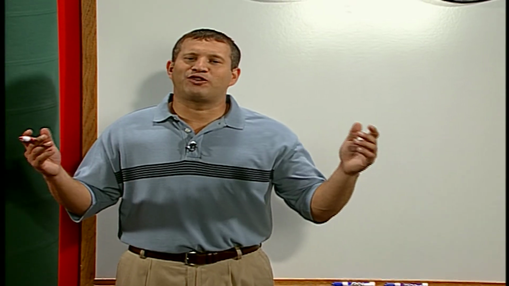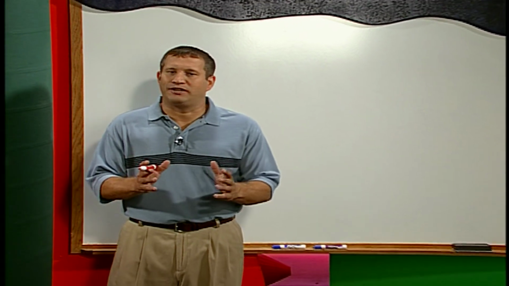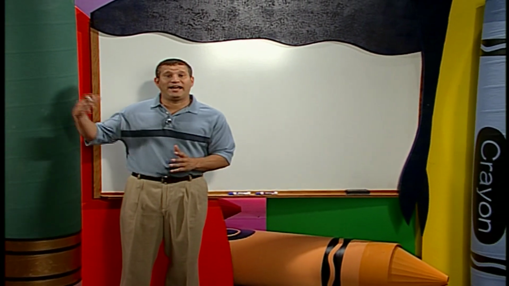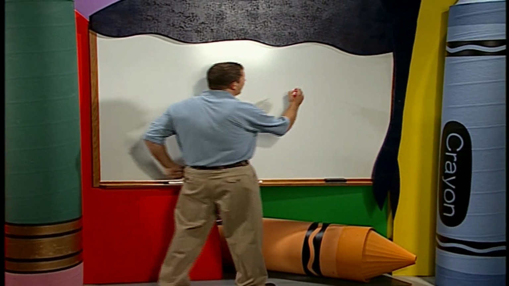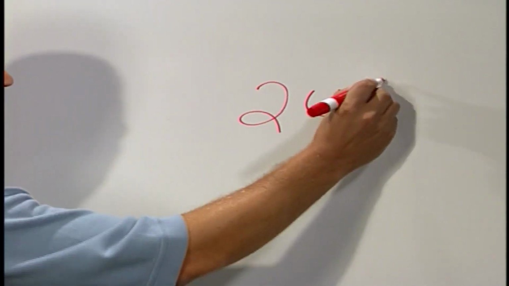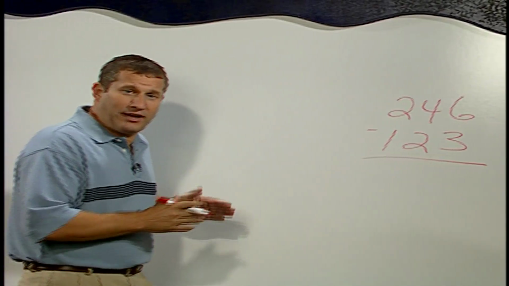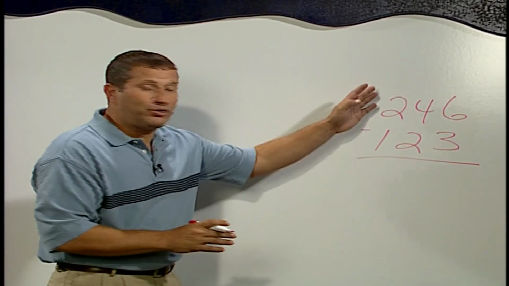Just for fun, let's try some 3-digit subtraction. It still works just like it does for 2-digit numbers, 4-digit numbers, or any number larger than that. Let's try 246 minus 123. Same thing, we go left to right, and all you do is keep that running total.